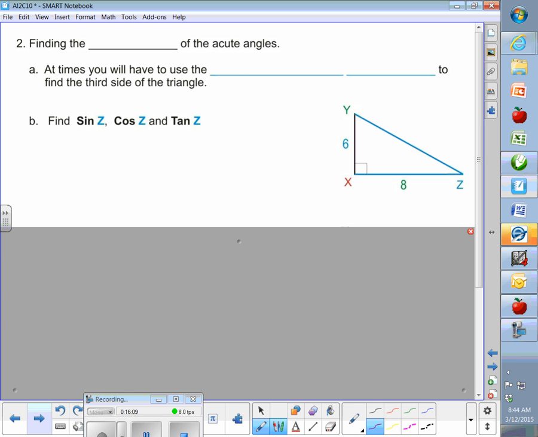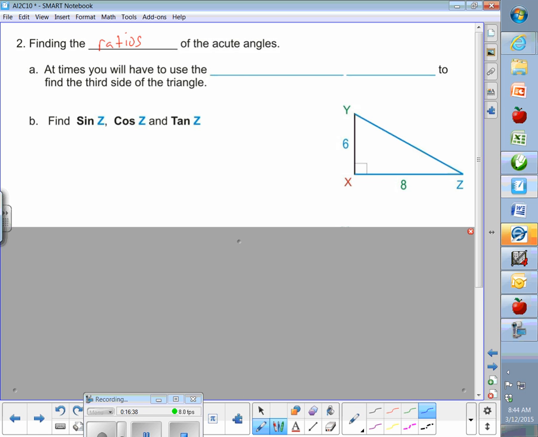All right. So notice we just did 3 fractions, right? Opposite over hypotenuse, fraction. Adjacent over hypotenuse, fraction. Opposite over adjacent, fraction. Another word for fraction is a ratio, right? So finding the ratios of the acute angles. You'll have to do some of this tonight.